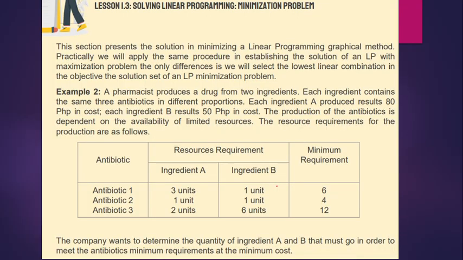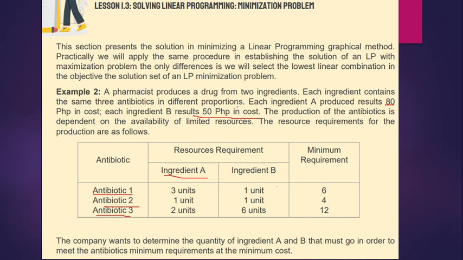Okay, sa example number 2, involving the minimization problem. A pharmacist produces a drug from two ingredients. Each ingredient contains the same three antibiotics in different proportions. We have antibiotic number one, antibiotic number two, and antibiotic number three. The ingredient A costs 80 pesos, and the ingredient B costs 50 pesos. So ito na yung objective function natin, 80 for ingredient A and 50 for ingredient B.